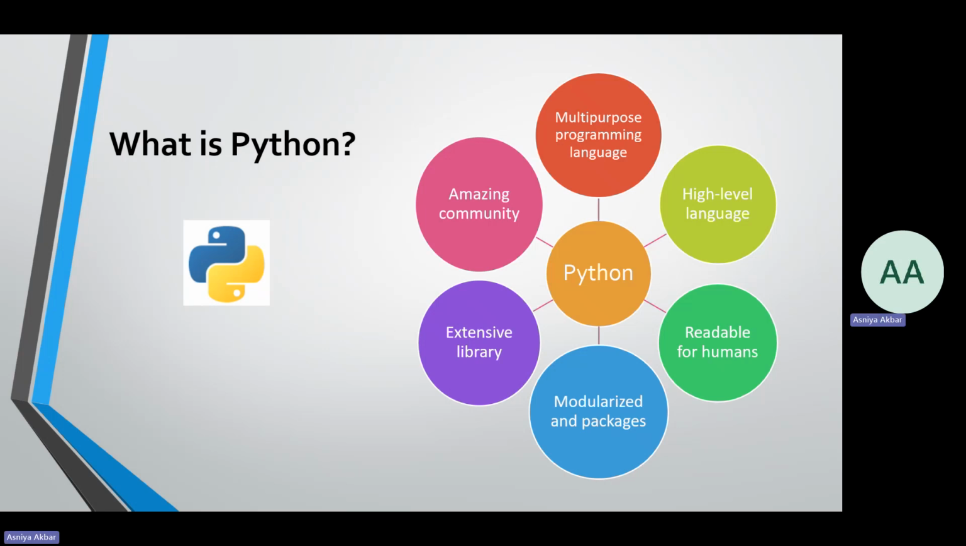So Python is a programming language which has multiple different features. So you can see that its first feature is that it is a multi-purpose programming language. Multi-purpose programming language meaning that Python can be used on a server to create web applications. Python can be used alongside software to create workflows.